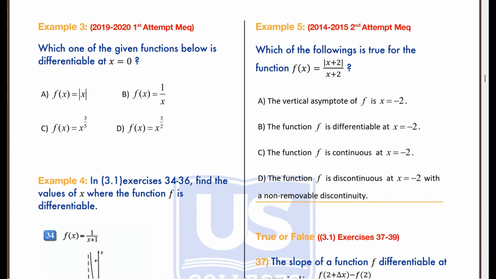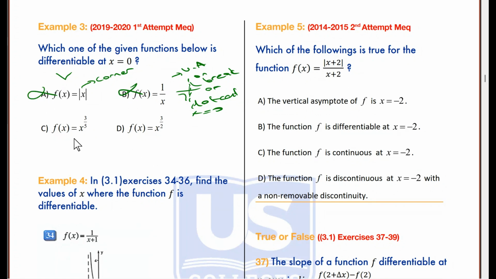Which one of the given functions below is differentiable at x equals 0? Option A, there is a corner, an absolute value, there is a sharp turn, so no. 1 over x, there is a vertical asymptote. You can say vertical asymptote or break, or you can say not continuous at x equals 0. It's discontinuous, so it's not differentiable either.